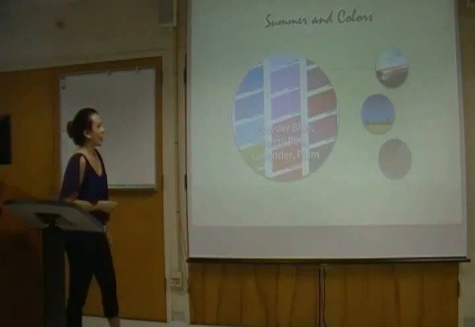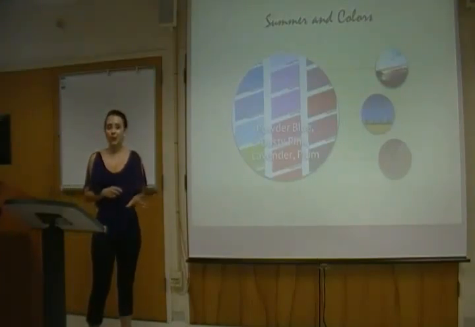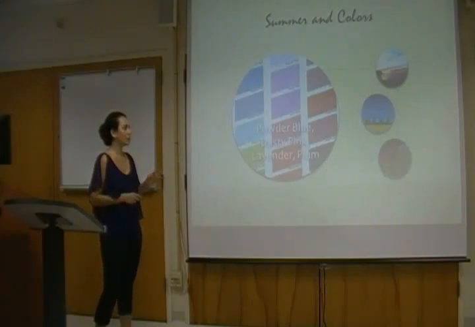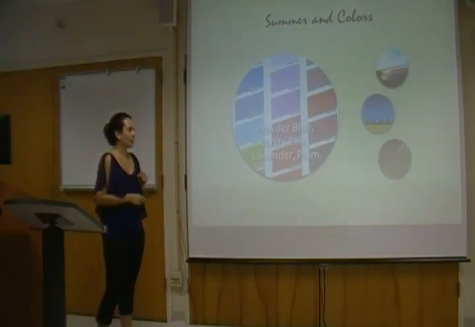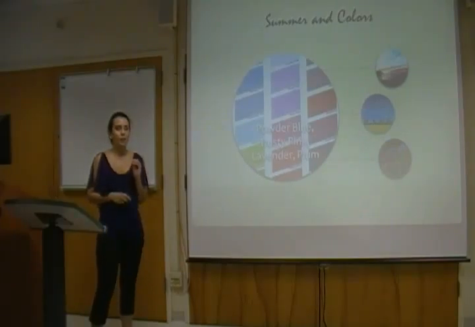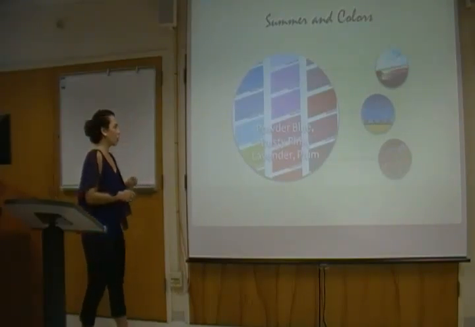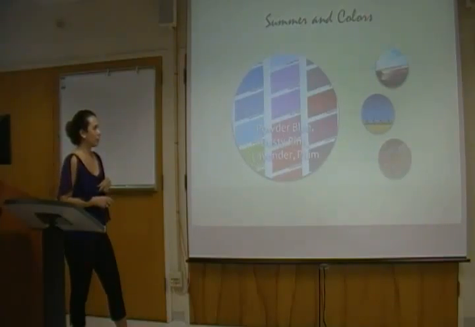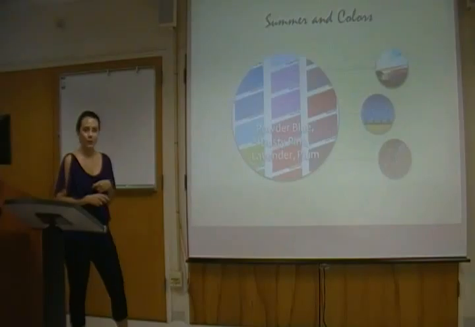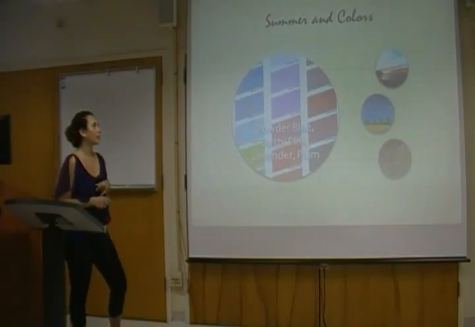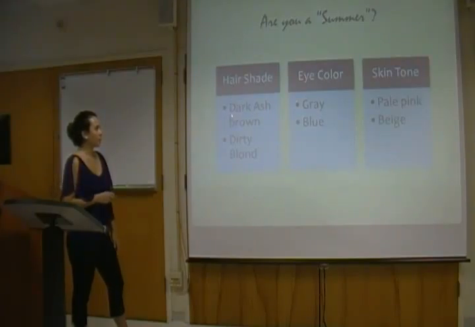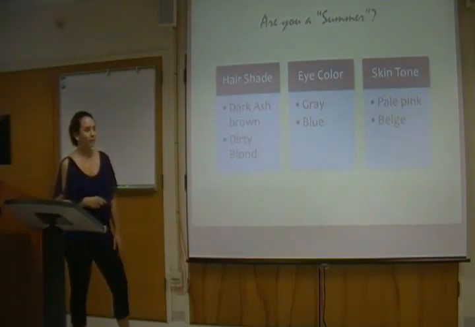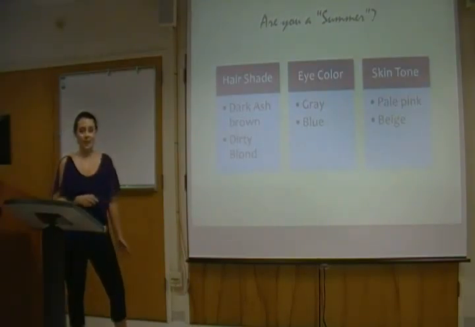And for summer, it's a little tricky between spring and summer because the colors are a little bit similar to each other. But what you can remember is that the summer colors are a little bit more vivid. Here are some examples of summer colors: powder blue, pastel pink, lavender, and plum. Especially these 2 colors are really good for you if you're in summer season. How do you know you're summer? Here are some characteristics. Your hair shade should be dark ash brown or dirty blonde, your eye color should be gray or blue, and your skin tone should be pale pink or beige.